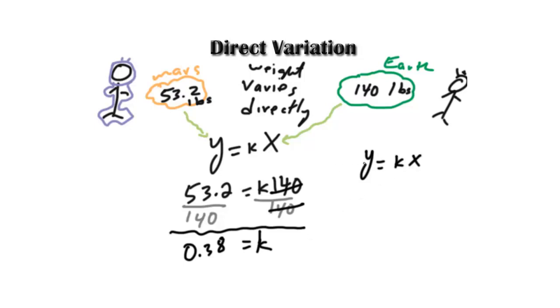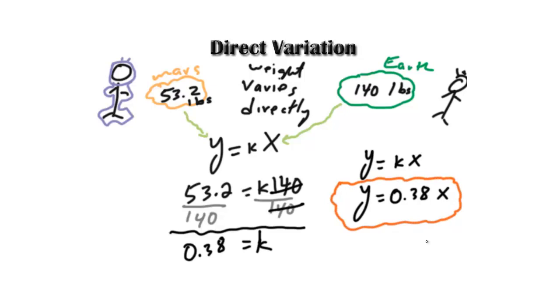Okay, so here y equals kx, keep the y as is, and I'm going to change the k to 0.38 and leave the x there. Alright, so y is my weight on Mars, so I can figure out your weight on Mars if I know your weight on Earth. So plug that in for x and you can get the corresponding y, right? And this is a direct variation equation to represent that relationship. And we're done.